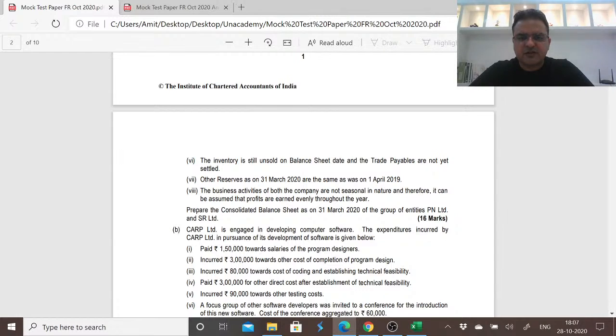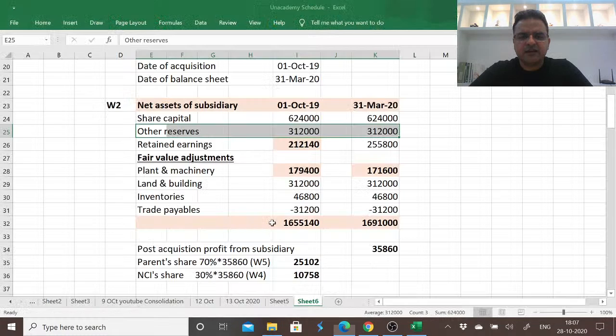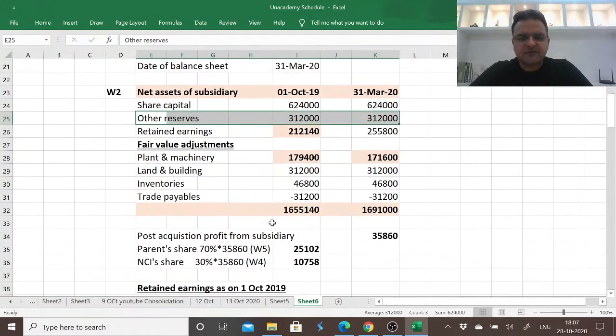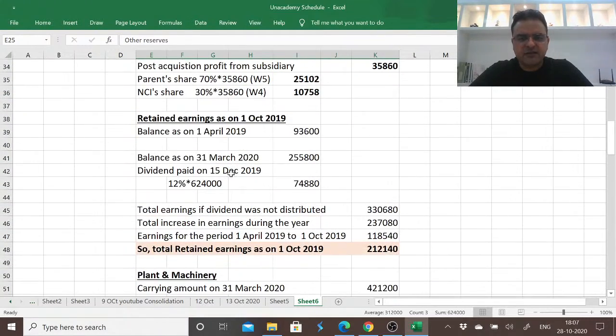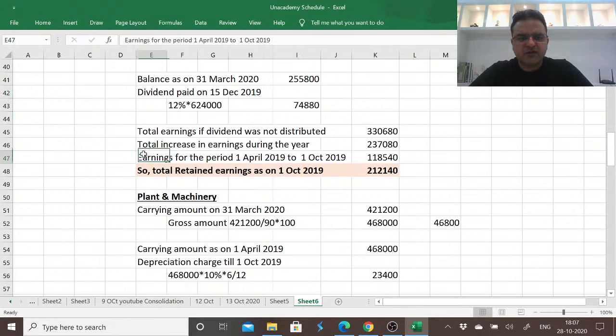The business activities of both the company are not seasonal in nature and therefore it can be assumed that profits are earned evenly throughout the year. So since we read this line is the reason we spread the earnings evenly, assuming that we have earned 118,500 evenly over the year is the reason this was the earning for the 6 months period.